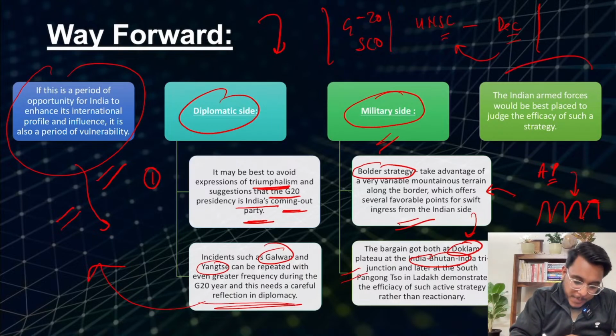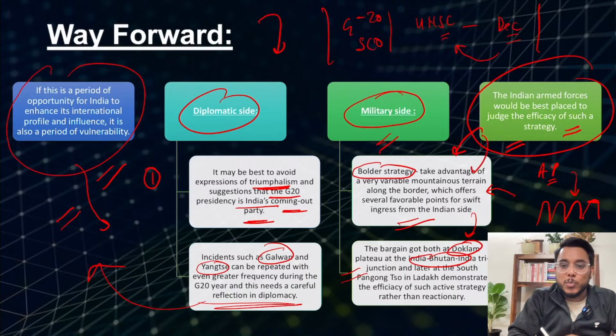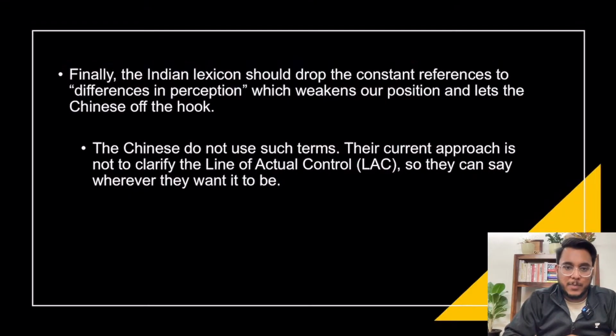Okay, so this is something where the Indian armed forces would be best placed to judge the efficacy of such a strategy, how they need to put that particular thing in place. They can judge that.